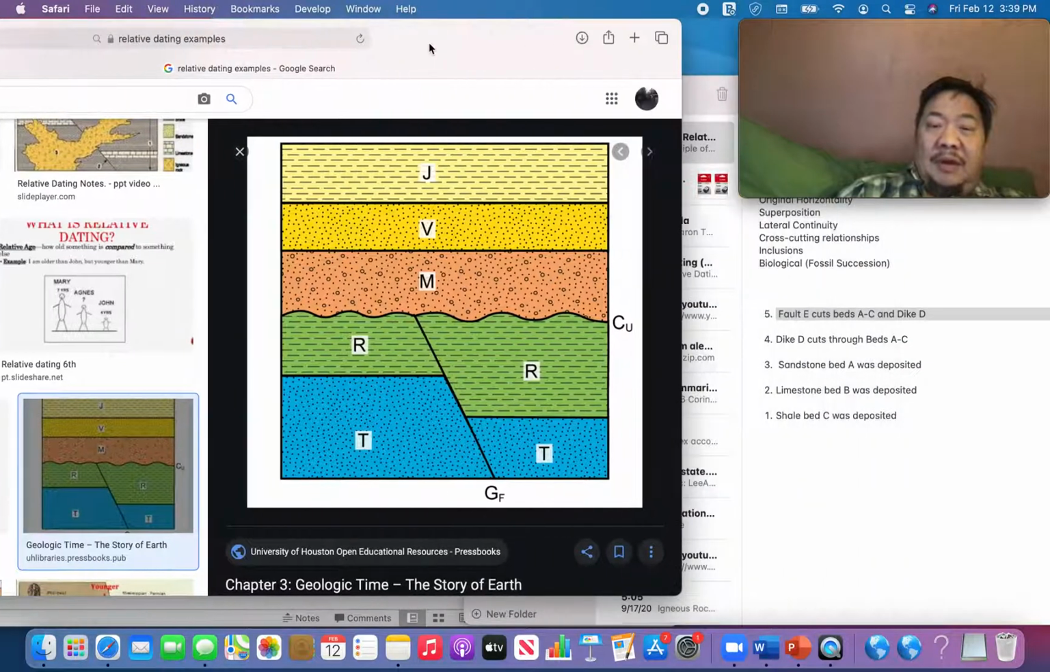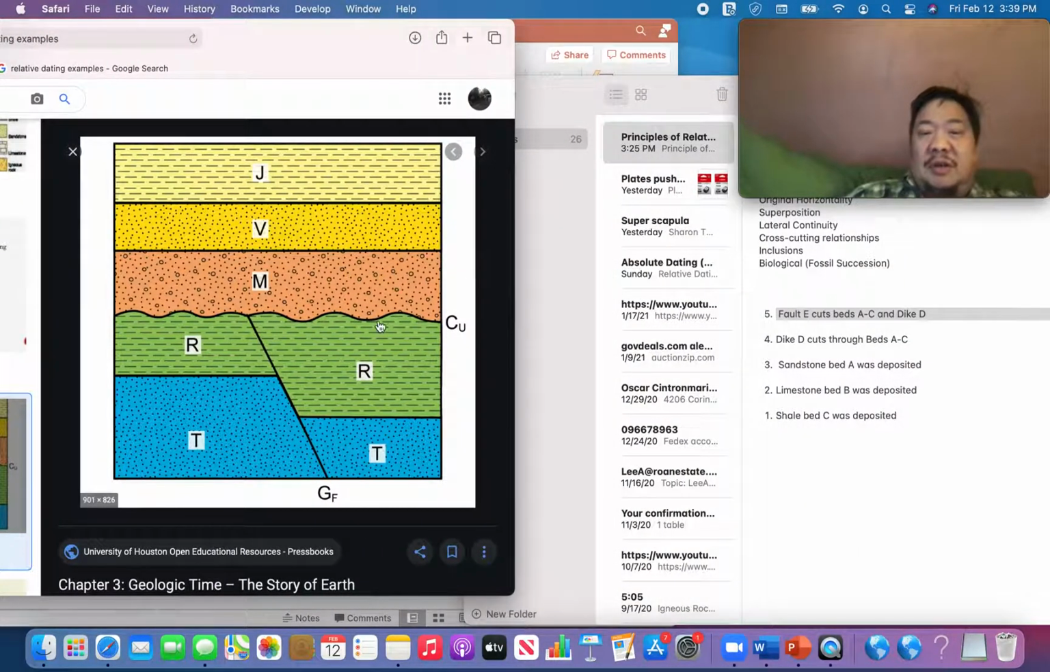Here you have a cross section. Now I want you to do the relative dating here. See if you can do it. Okay? Bed T is a sandstone. That's what the dots are. Bed R is shale. That's what the dashes are. With these rounded pebbles, this must be conglomerate. Bed M is a conglomerate. Bed V is sandstone. And bed J, with these dashes, means shale.